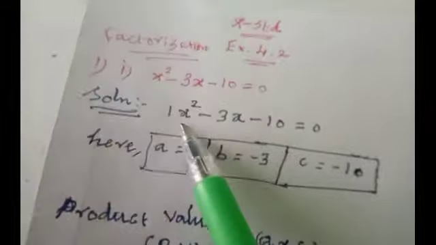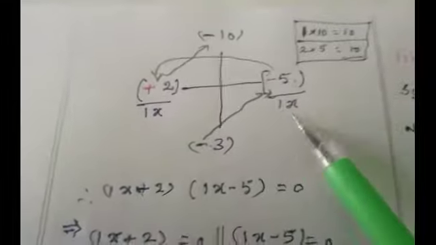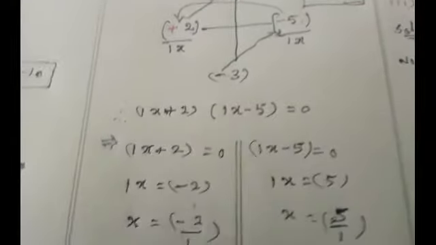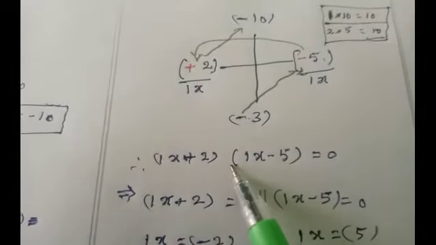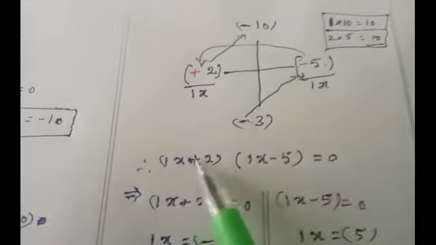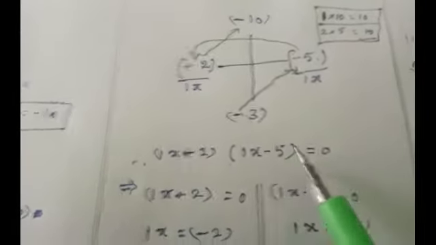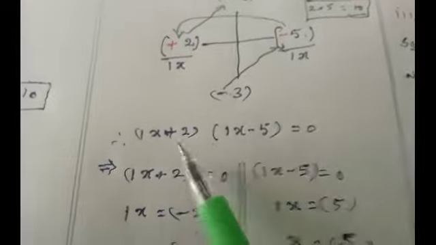Okay. Now the next thing is we have to divide by 1x, since we already have 1x square over here. So we write 1x divided by 1x. So x into x will be x square, and 1 into 1 will be 1. This is how we have to write. Now we have to write 1x plus 2 into 1x minus 5 is equal to 0; don't write any comma over here. Now we have to equate these two factors to 0. So first let us consider 1x plus 2 is equal to 0.